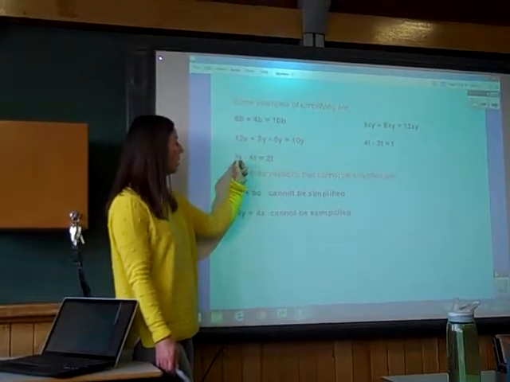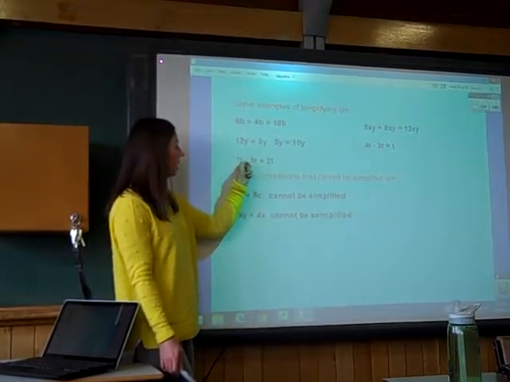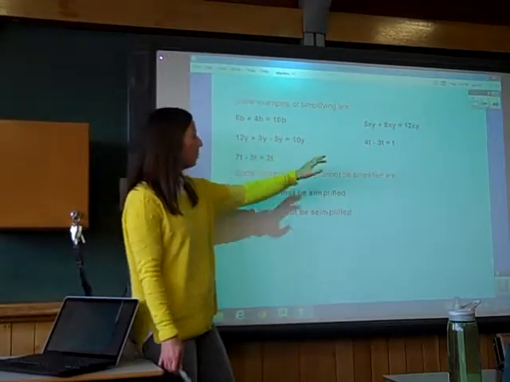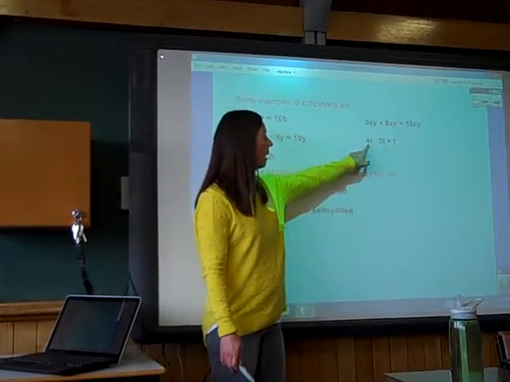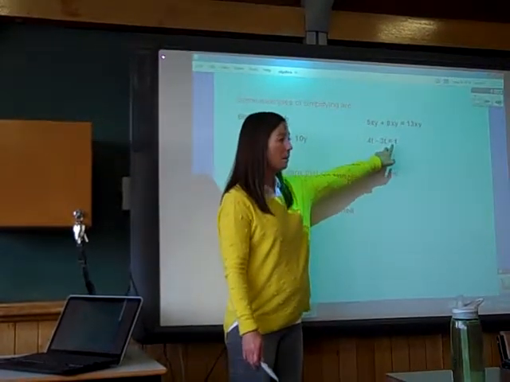7t take 5t. They both are like because they both contain a t. 7 take 5 is 2. This one here, 5xy plus 8xy. If you add them together, you get 13. They both have like terms. And 4t take 3t gives me an answer of t.